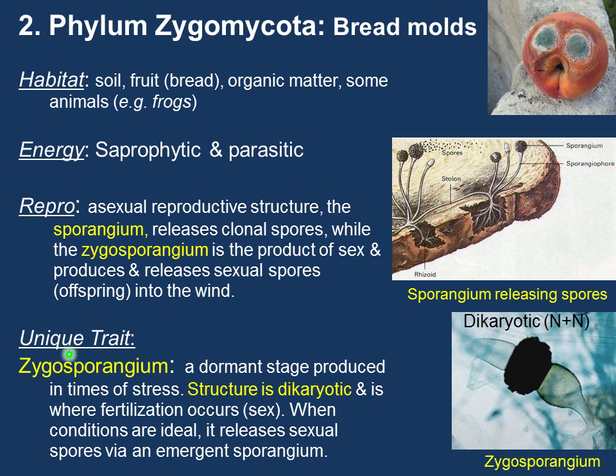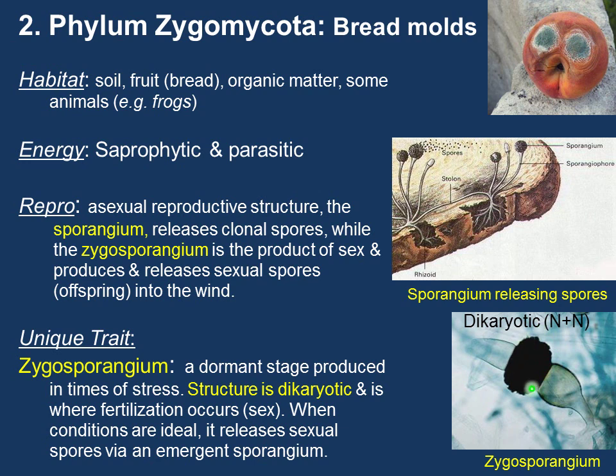They have a unique trait, that zygosporangium. It's a dormant stage that's produced in times of stress. So this structure is dikaryotic, and that's where fertilization occurs. When conditions are ideal, it releases the sexual spores via an emergent sporangium.